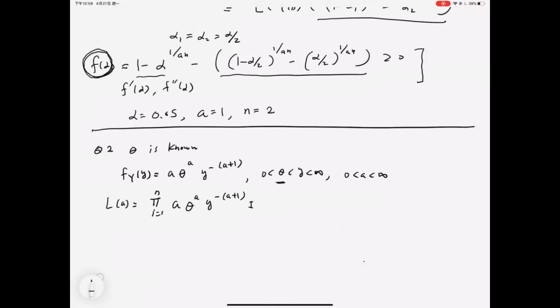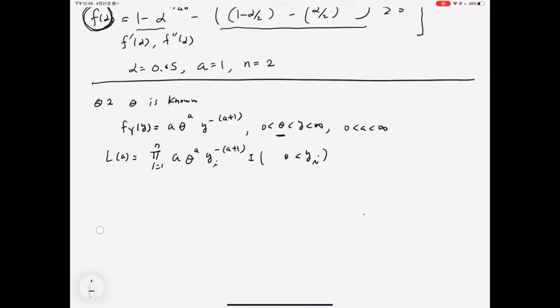Even though I can write the indicator I(0 < y_i < theta) right here, it actually doesn't matter at all in the second term, but I can write that because theta is fixed. Then, in terms of a function of a, we have a to the n, times y_i to the minus (a plus 1), times the indicator of theta bigger than y_i, product over i from 1 to n.